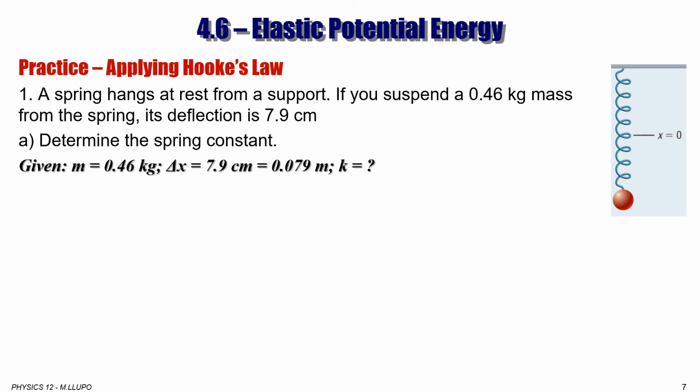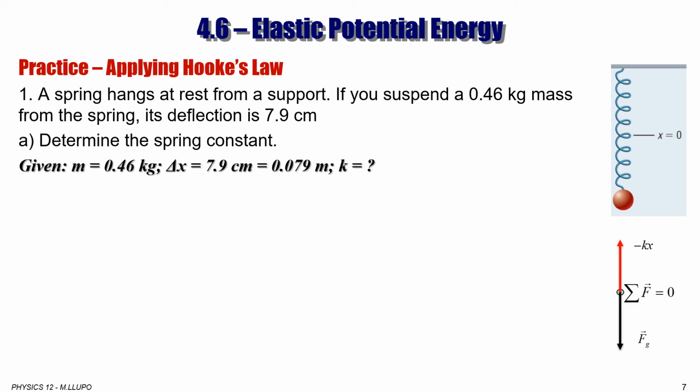Let's do a practice problem applying Hooke's law. A spring hangs at rest from a support. If you suspend a 0.46 kilogram mass from the spring, its deflection is 0.9 centimeter. Determine the spring constant. So what is given? Mass is 0.46 kilogram. Displacement is 0.079 meter. And spring constant is required.